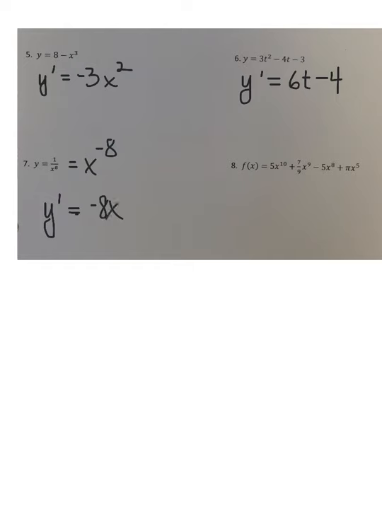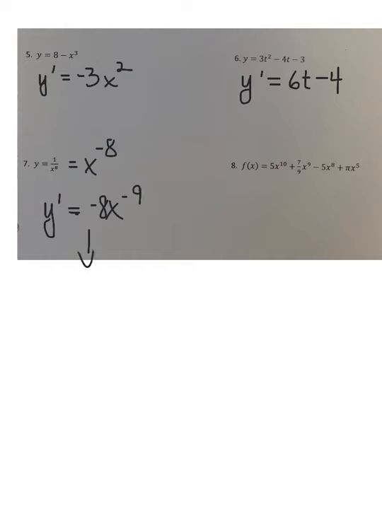Now here's the part you have to be a little bit careful of. We have to subtract 1 from this. So I'm already at negative 8. If I subtract 1, then that's going to be negative 9. Okay, now that's an acceptable answer.